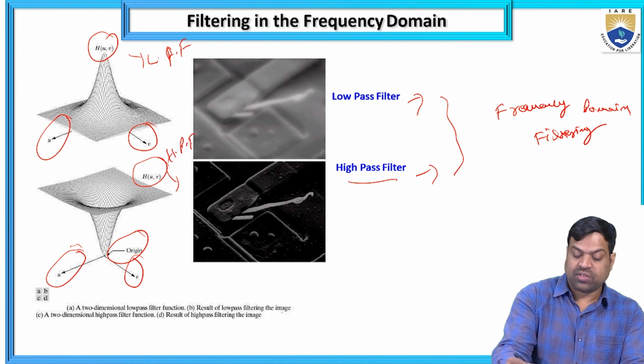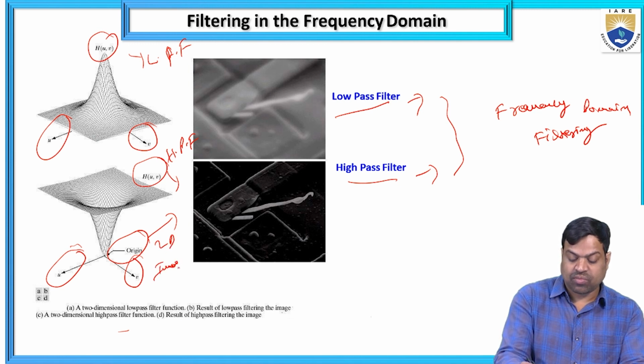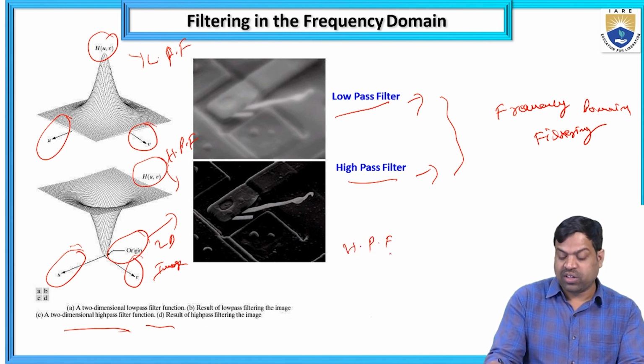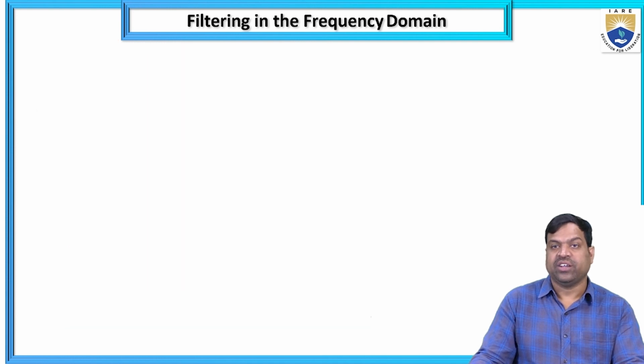Here is a two-dimensional low pass filter function and the result of low pass filtering of the image, a two-dimensional image, and then the high pass filter and the result of high pass filtering of the image. It is one example. These low pass filters and high pass filters are the frequency domain filtering techniques.